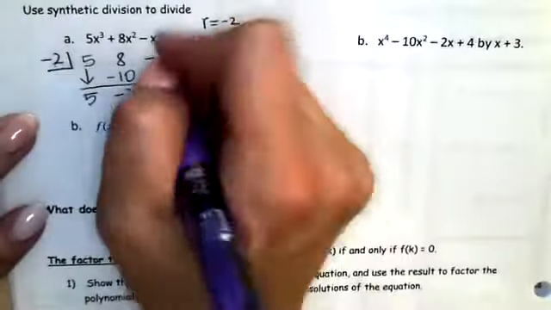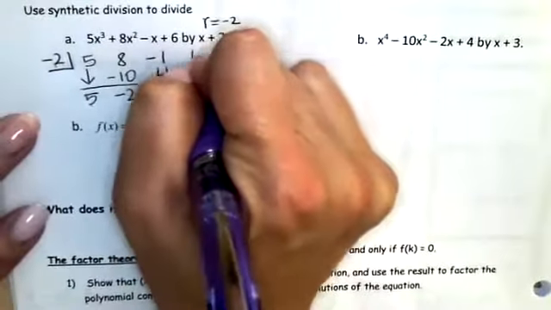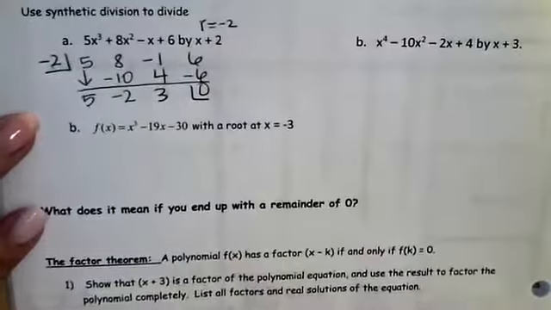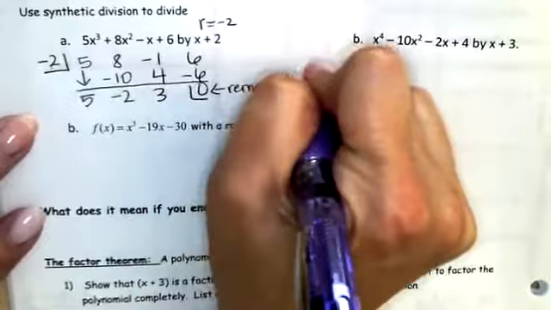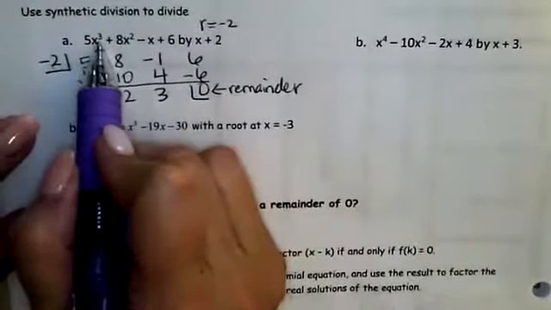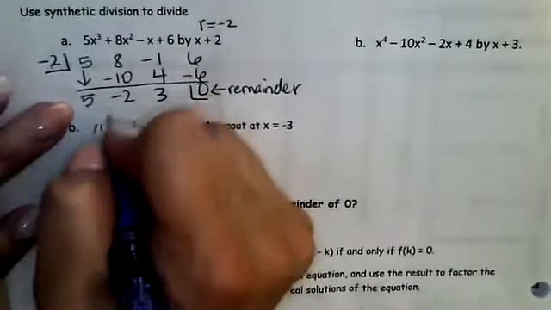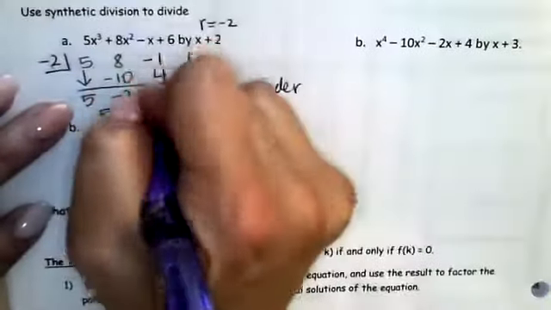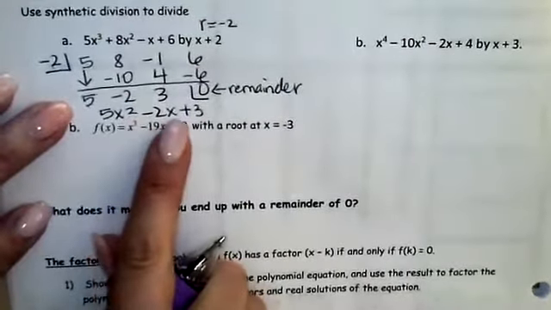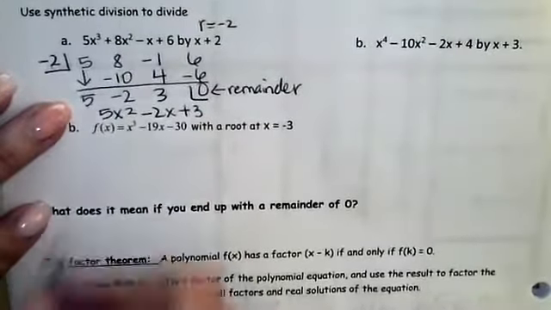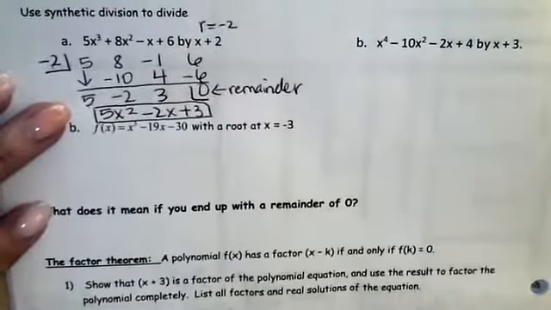So negative 1 plus 4 is 3. Negative 2 times 3 is negative 6. This has a remainder of 0. That's where the remainder would be. And then our answer is always one less on the exponent. So we had a cubic, so this is going to be a quadratic. We started here at the end, 5x squared minus 2x plus 3. Again, we go in order, so we've got the x squared, x to the first, and x to the 0. There's our answer. Didn't have much space there.